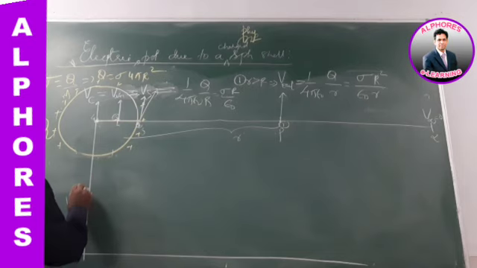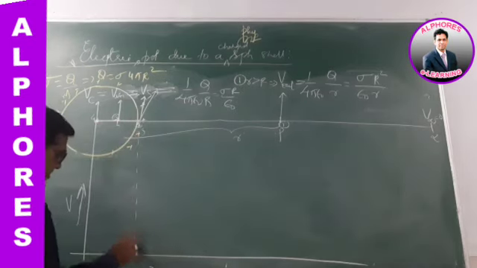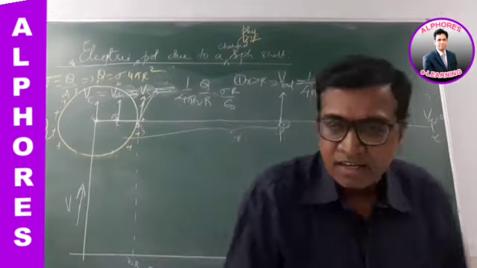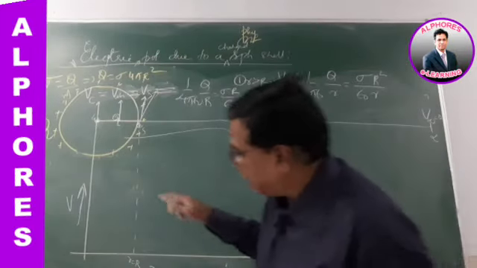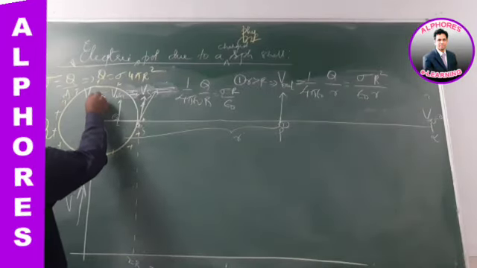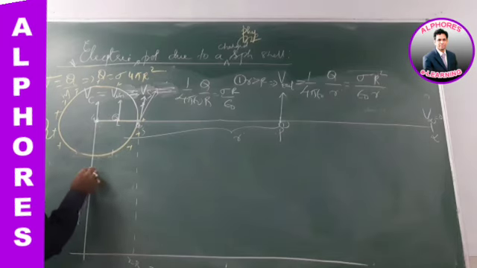On the y-axis I am taking potential and on the x-axis, distance r. So this is small r equal to capital R. Now I have to show the variation of potential with distance, right? At the center of the sphere, the potential is 1 by 4 pi epsilon naught, Q by R. So let me take it here. This value of potential is 1 by 4 pi epsilon naught capital Q by R.